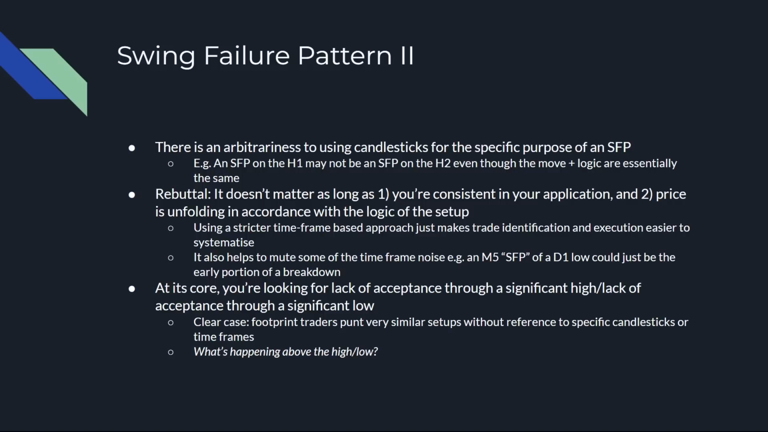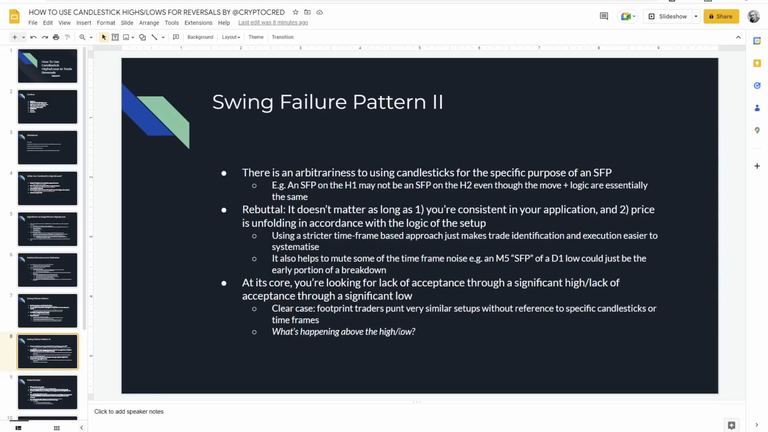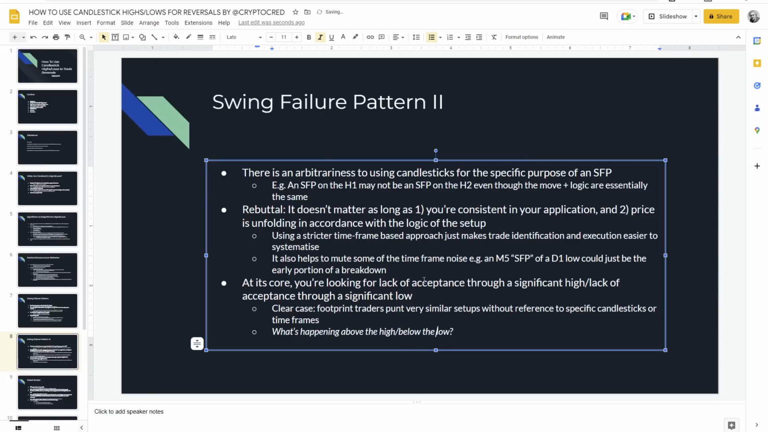Now, at its core, again, it's the principle that matters. You're looking for a lack of acceptance through a significant high or a lack of acceptance through a significant low. And there is a clear case for not being too tied up in the specific candlestick mechanics, because footprint traders punt very similar setups without reference to specific candlesticks or time frames. They'll just look at the delta, look at the footprint, look for heavy-handedness that doesn't go anywhere, and the logic of the setup is the exact same without having to resort to candlesticks. It's just a question of what's happening above the high or below the low. We can even correct that slightly. The low. There we go.